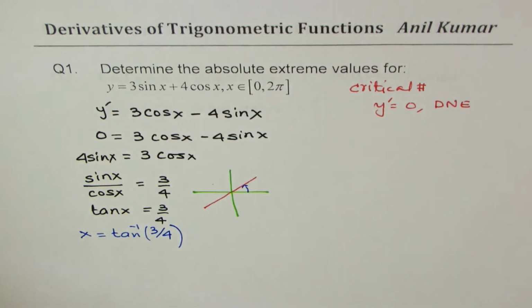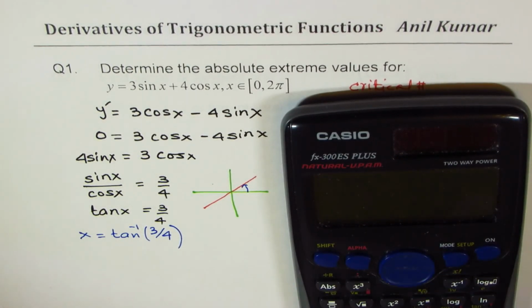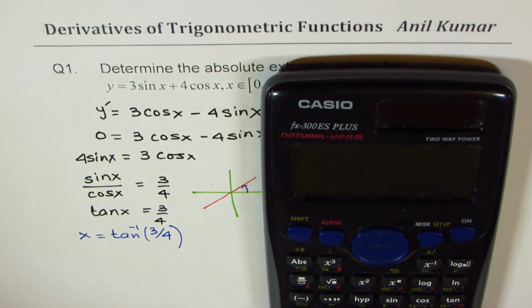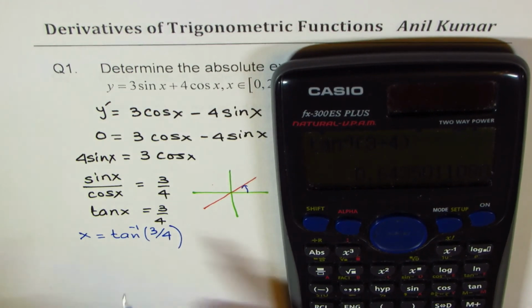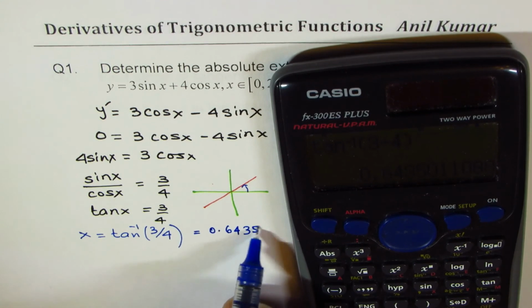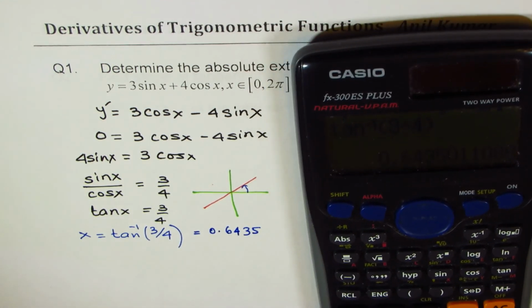Since we are doing it in radians, I have to get the answer in radians. So let me get the calculator. We'll now calculate the value, tan inverse 3 over 4. So let's put the mode in radians, which is option 4 in this calculator, and shift tan inverse 3 divided by 4 is equal to 0.6435, right? So that much in radians.